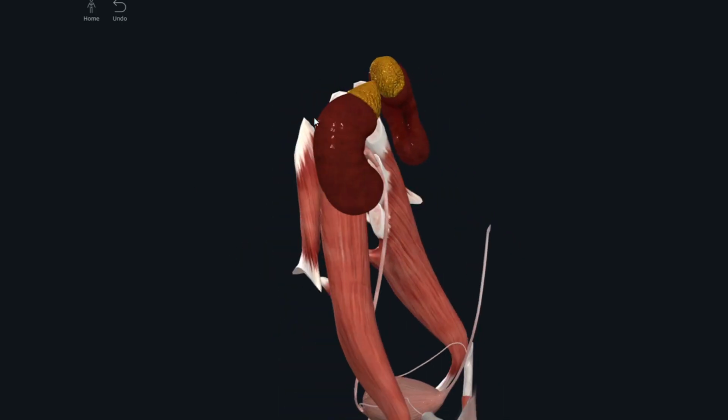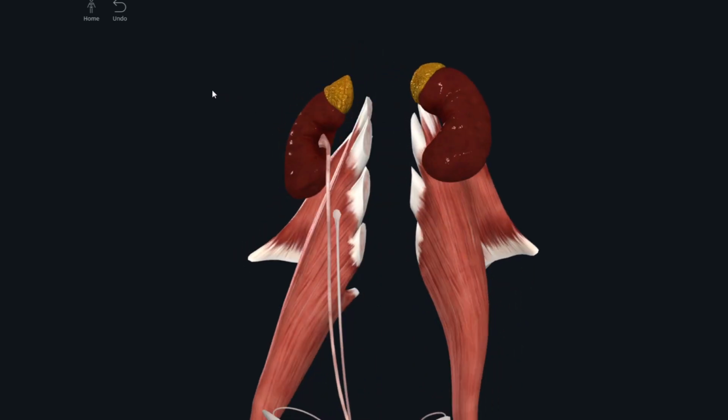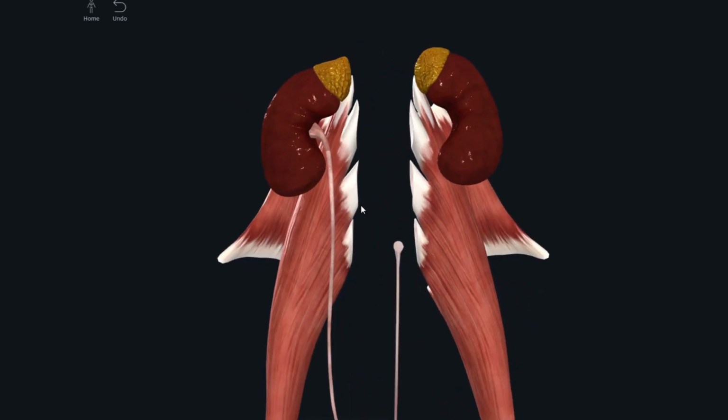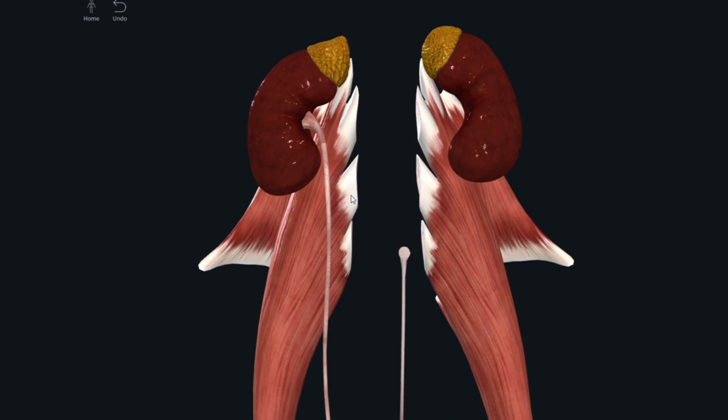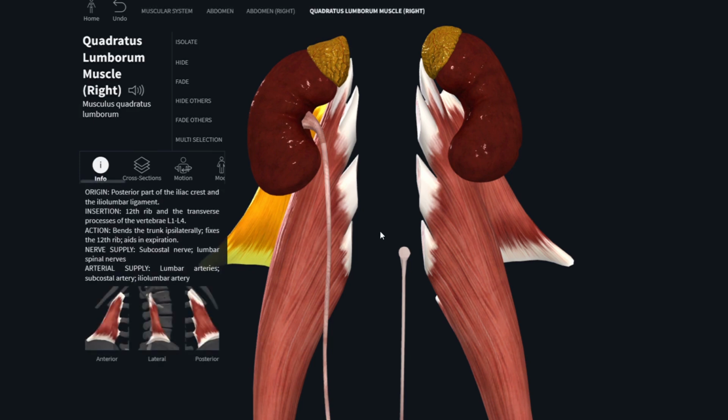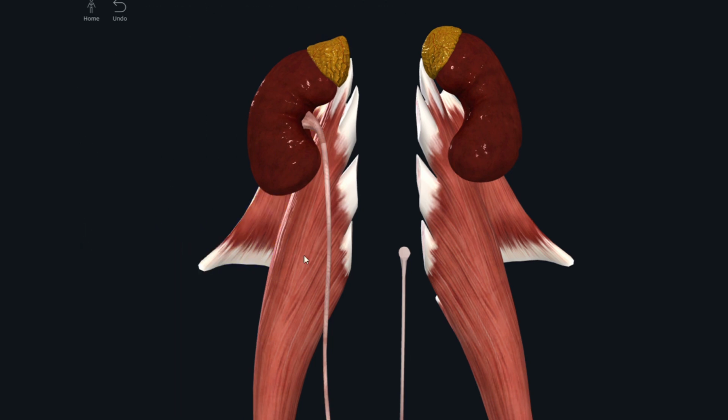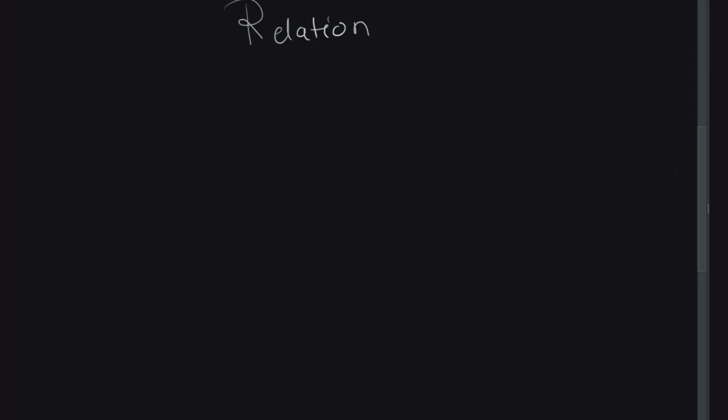Here in the atlas, you can observe the relation of the kidney with the quadratus lumborum. So this right here is the quadratus lumborum, and that is the, no, sorry, I think it's the opposite. So that's the quadratus lumborum, and right here, the long one, is the psoas major. Let us look at the relations of the kidney. We know that there are two kidneys in the body, the left and the right kidney.